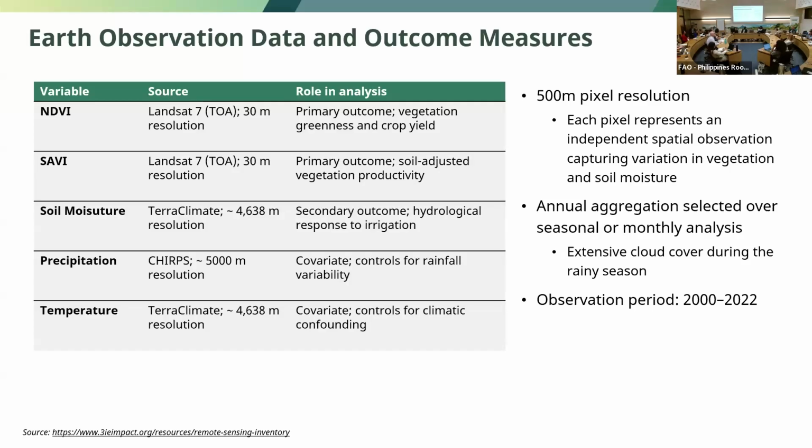A quick word on soil moisture also. At approximately 4,638 meter resolution, a single TerraClimate pixel covers an area substantially larger than the irrigation perimeters themselves. This has direct implications for our soil moisture results, which I will return to when we discuss the findings, but this was the best data set available to us at that time.